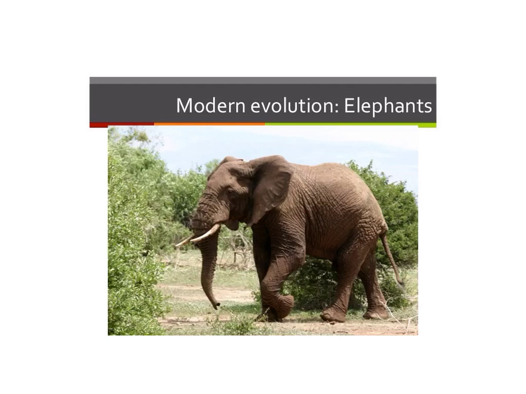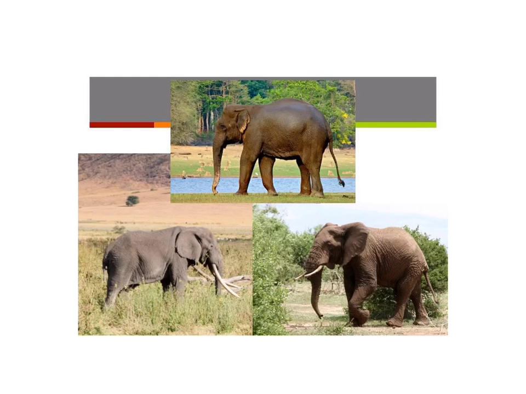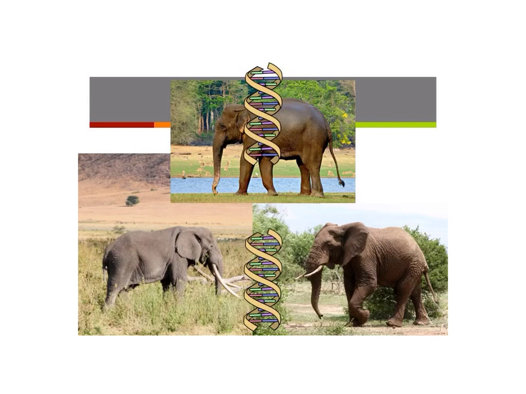Another modern example of evolution is African elephants. Not too long ago, scientists believed that there were only 2 species of elephants that existed on the planet today. They originated from one species and diverged into 2 distinct species. The one on the top is the Asian elephant, and the one on the bottom is the African elephant.